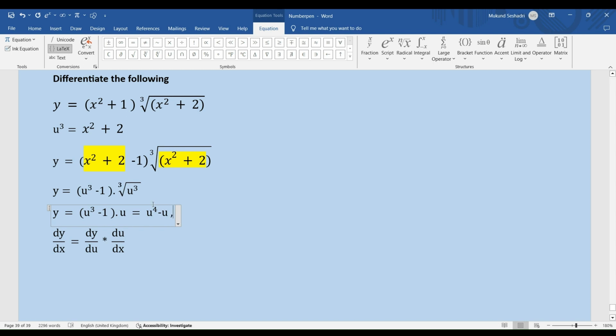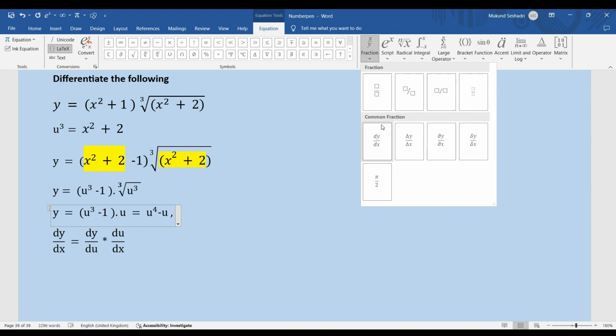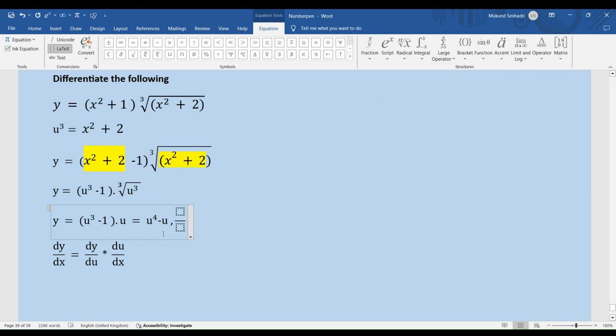So what is my dy by du? I'm going to differentiate this, and this is quite a familiar one for us. You might want to recall d by dx of x to the power n equals n x to the power n minus 1. So what happens to my u to the power 4? It becomes 4 times u cube, right?